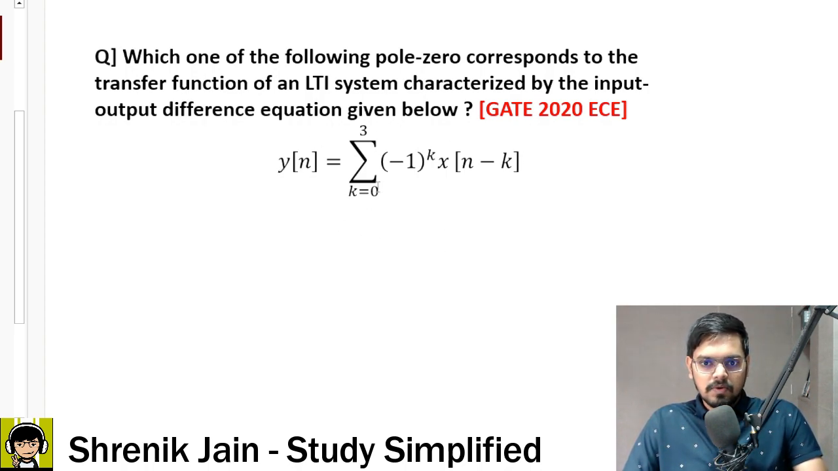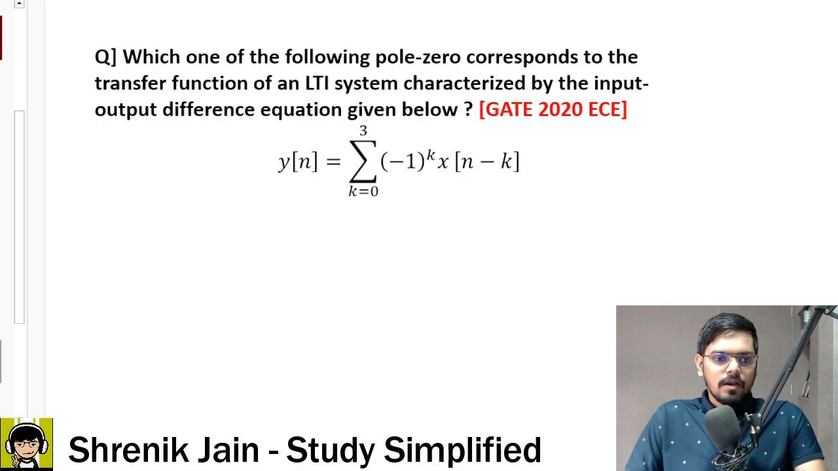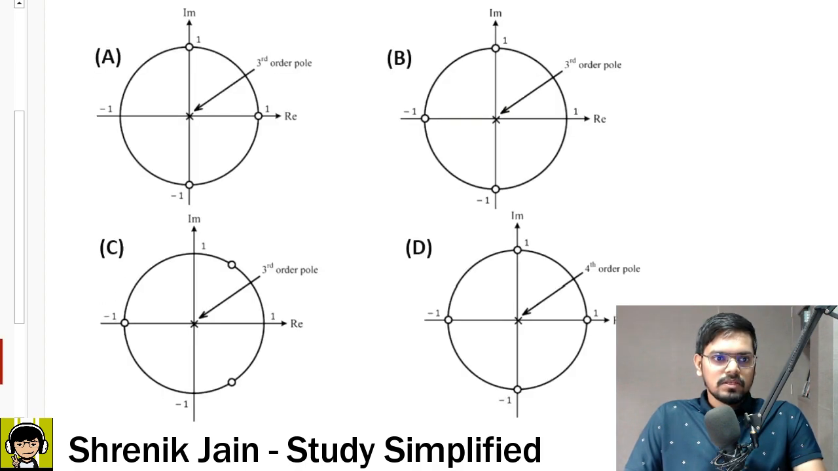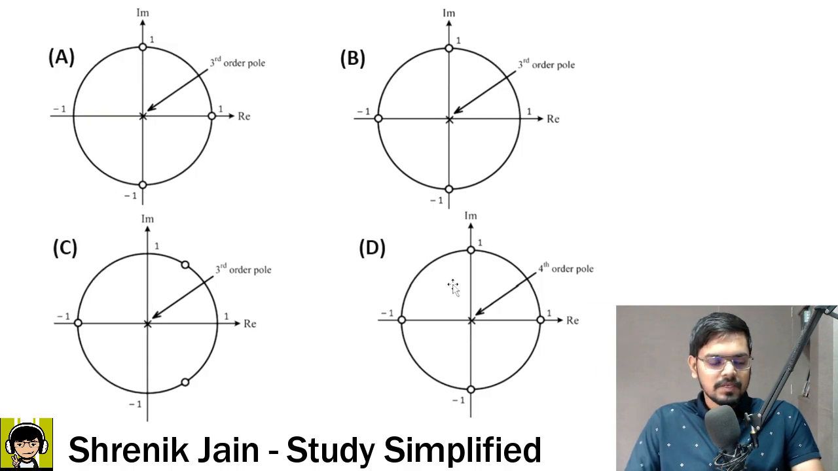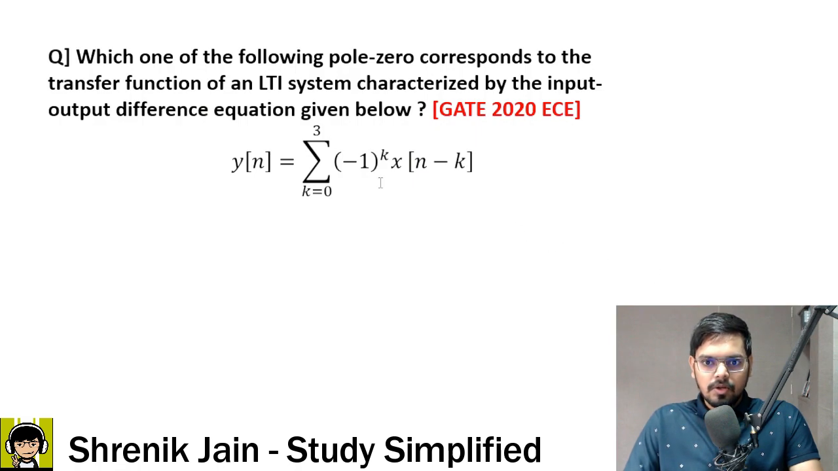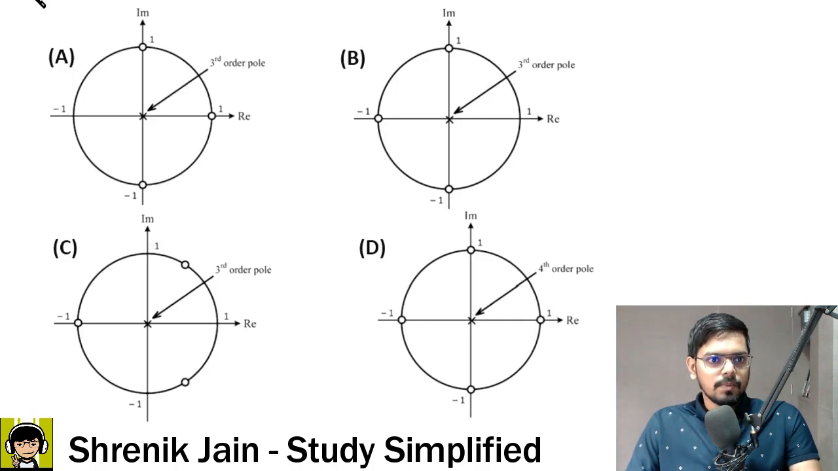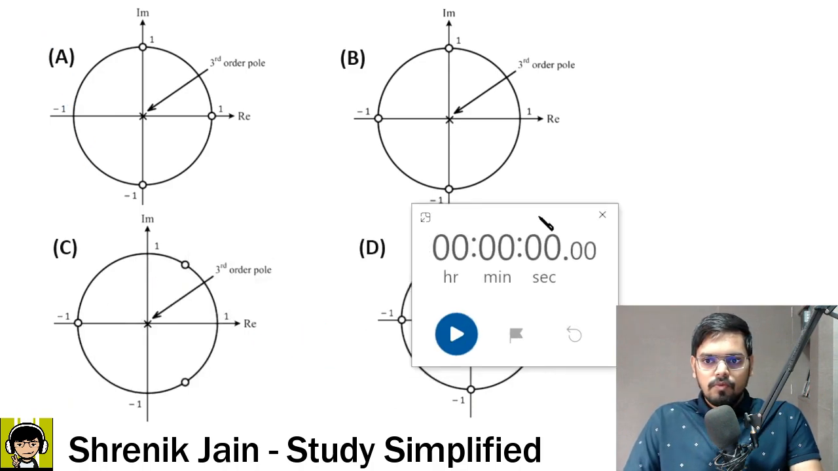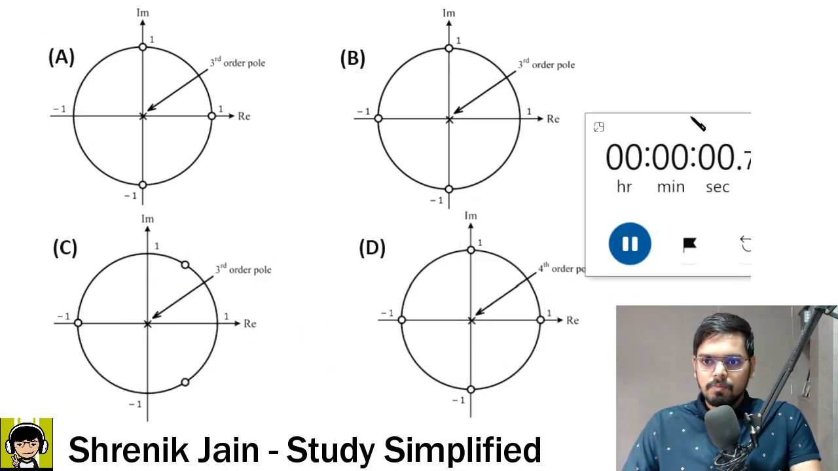y of n is equal to summation, k going from 0 to 3, of minus 1 to the power k into x of n minus k. Now once you have seen this, do the Z transformation, get the poles and zeros, and tell me which option is correct. See it here. You will get how many terms? k is 0 first term, k is 1, k is 2, k is 3. 4 terms you will get.